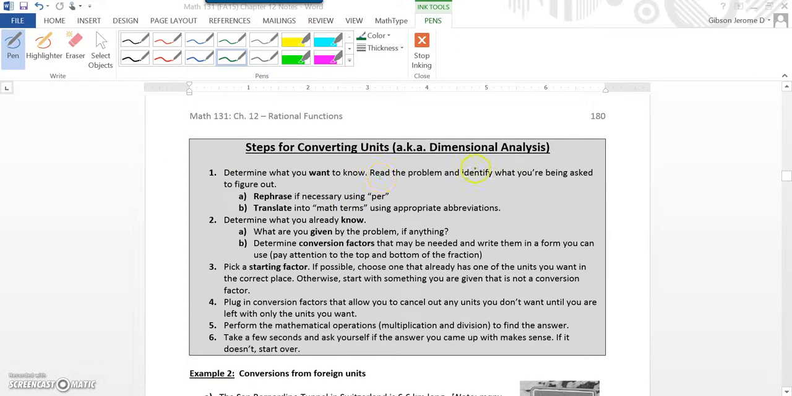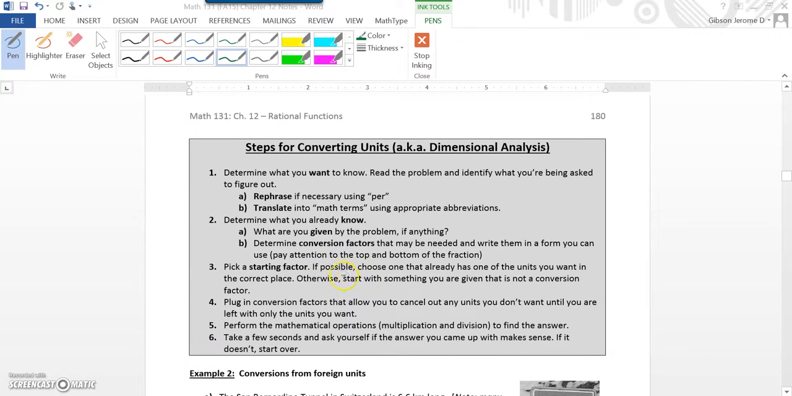Determine what you want to know. Read the problem, identify what you're being asked to figure out. Rephrase if necessary using per. Translate into math terms using appropriate abbreviation. Determine what you already know. What are you given by the problem, if anything? Determine conversion factors that may be needed and write them in a form you can use. Pay attention to the top and bottom of the fraction.